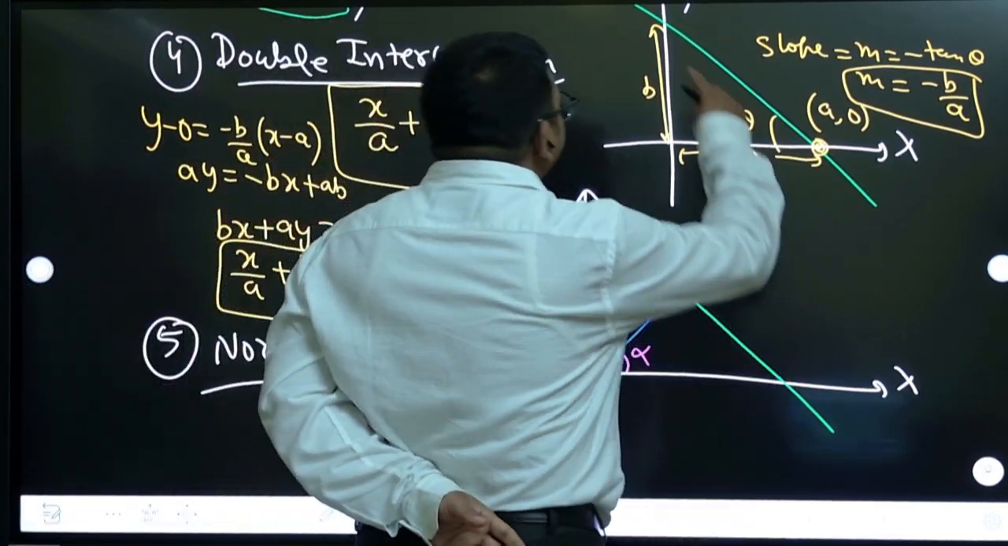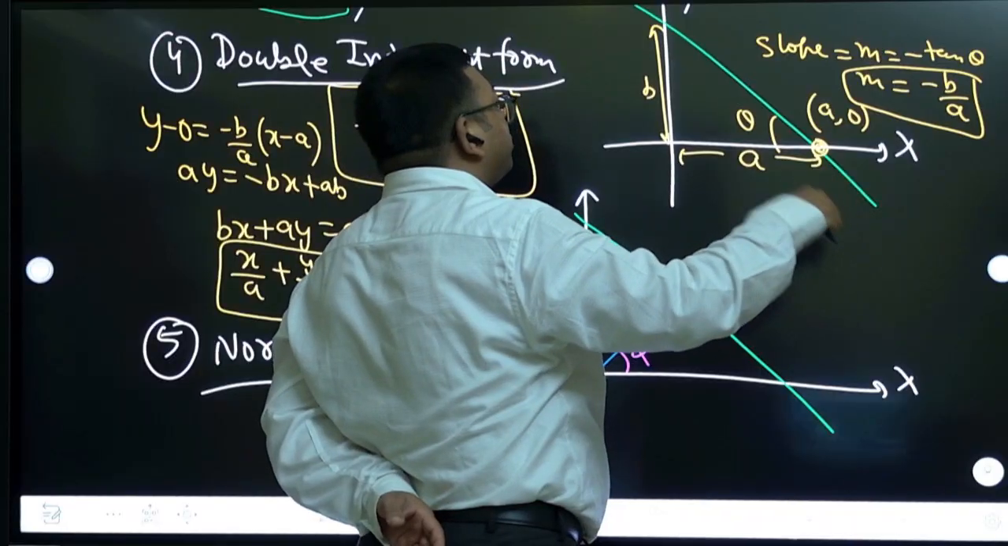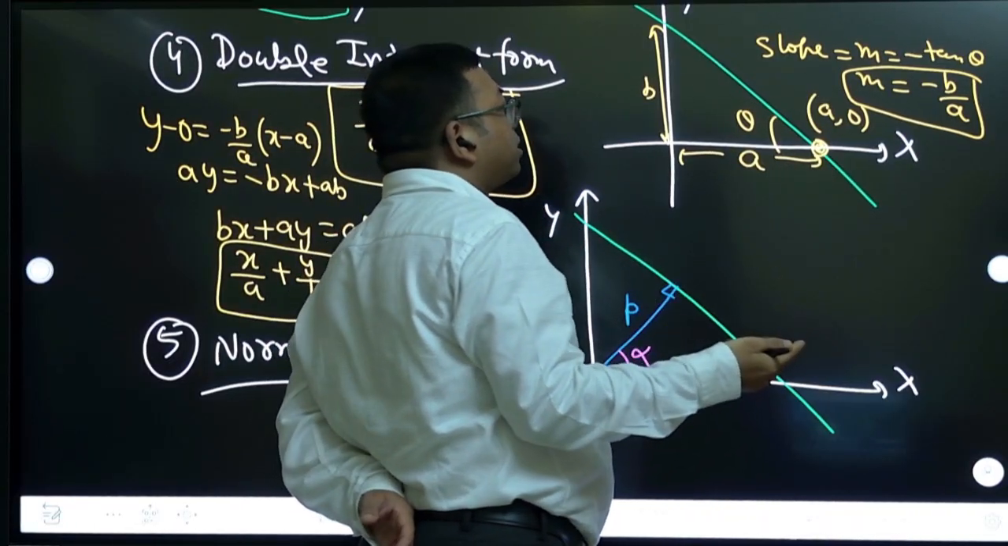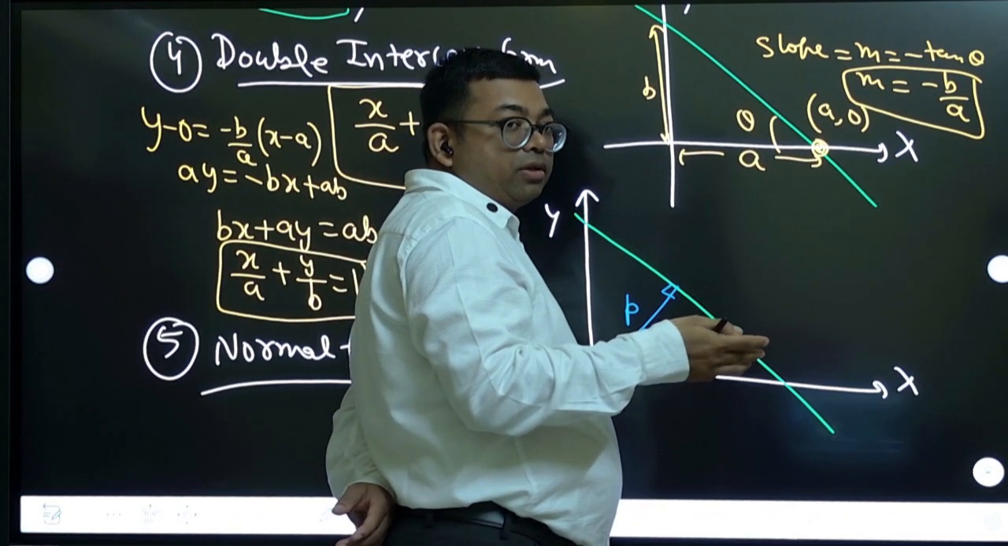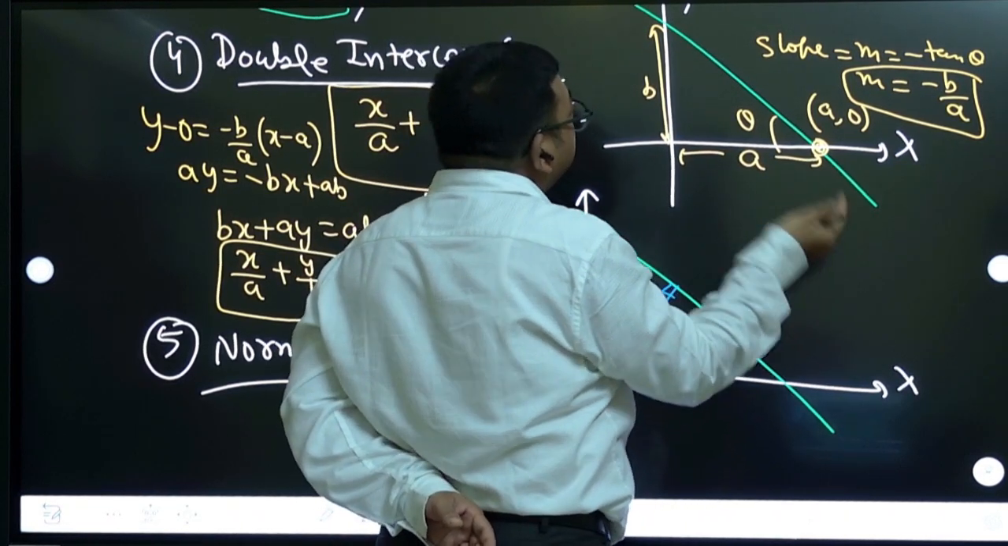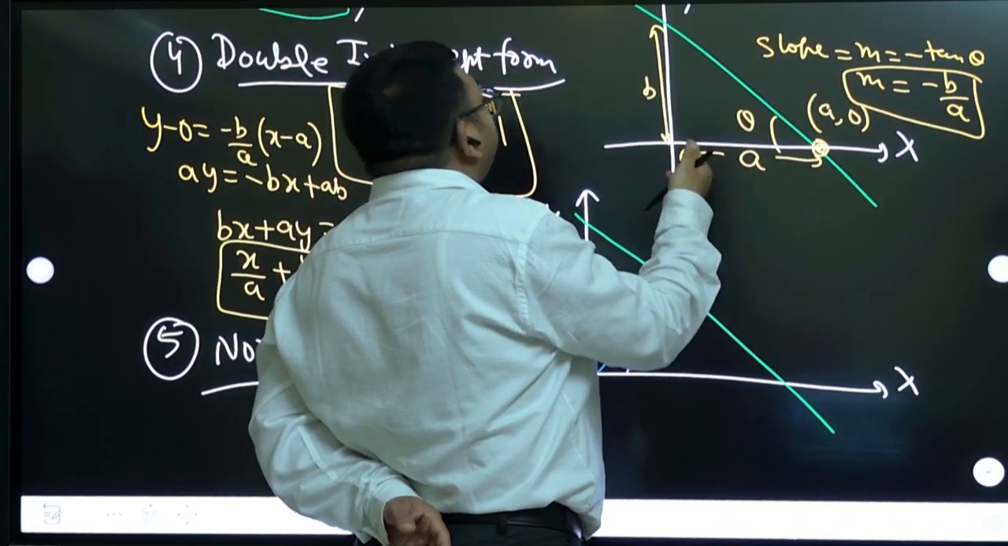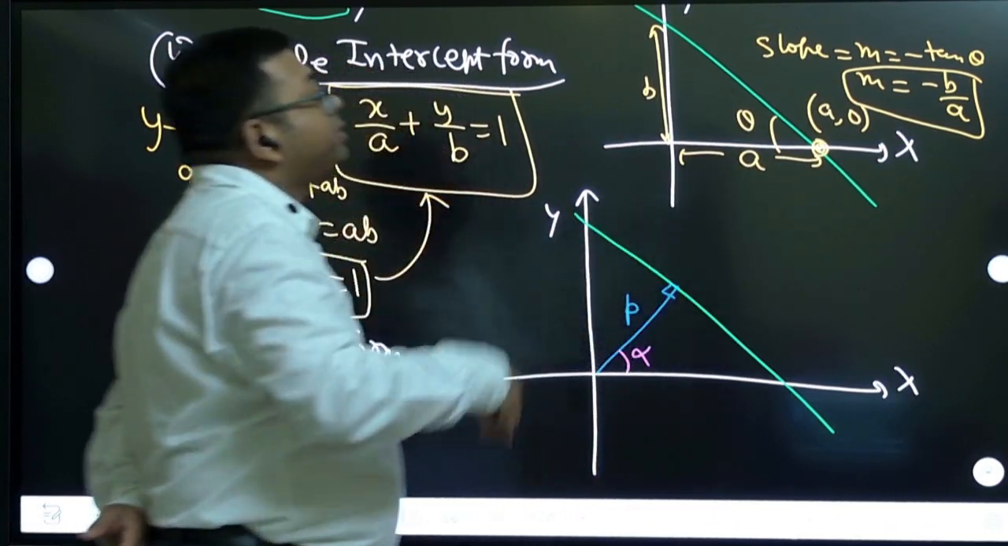No, no, you need to put any point on this line. Do you know the equation of line? You don't know, na. You cannot put any random point. You need to put any point on this line. So tell me, any point do you know on this line? We will try to put it.